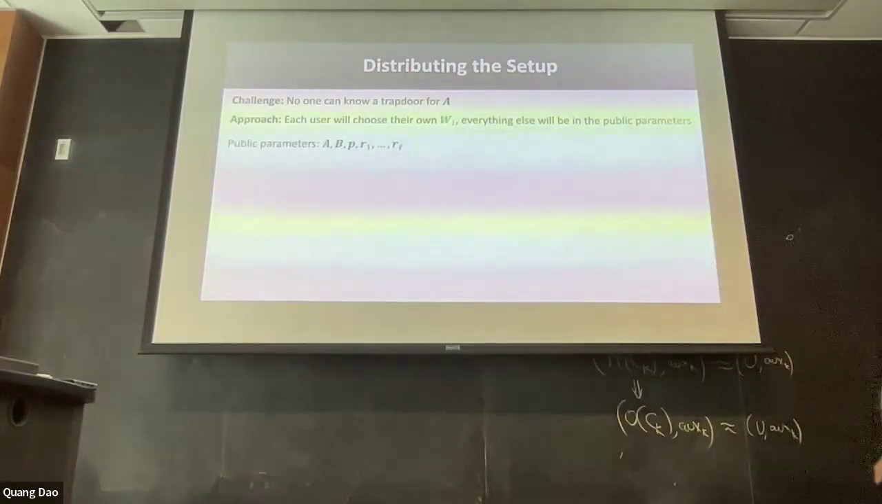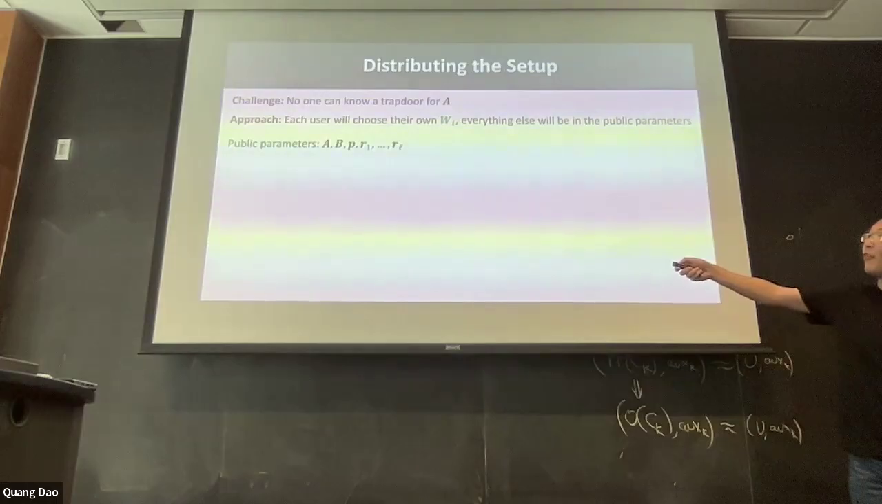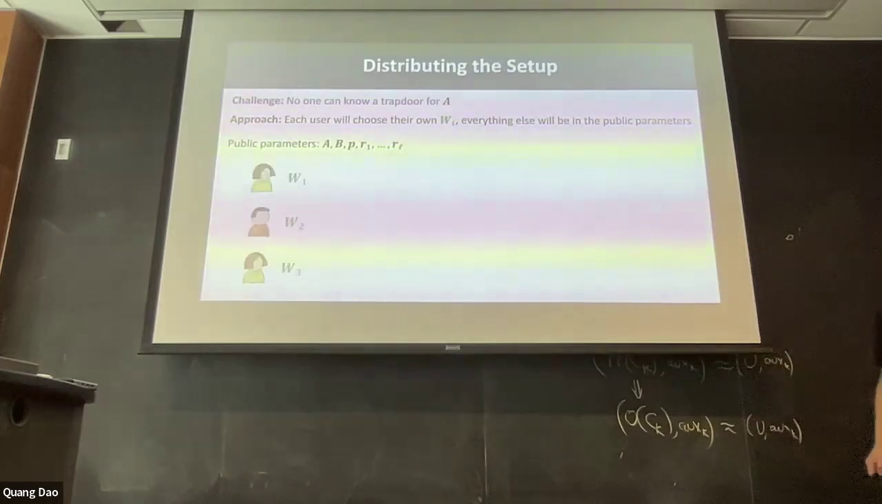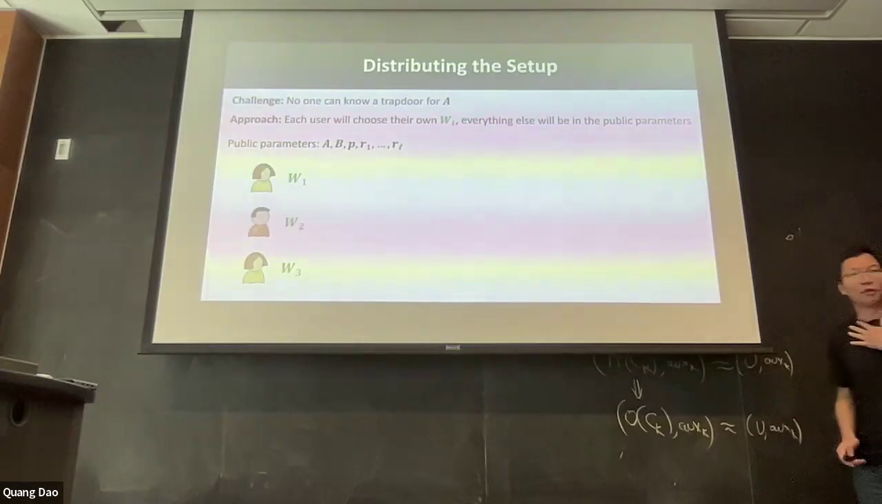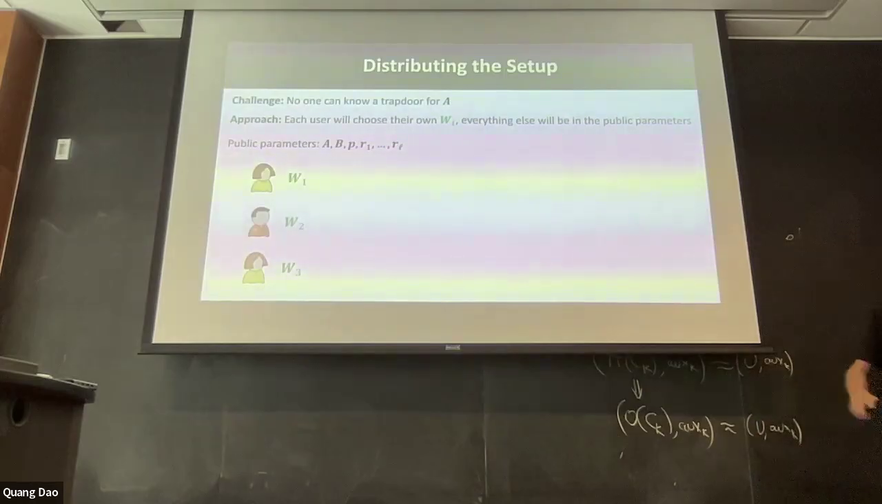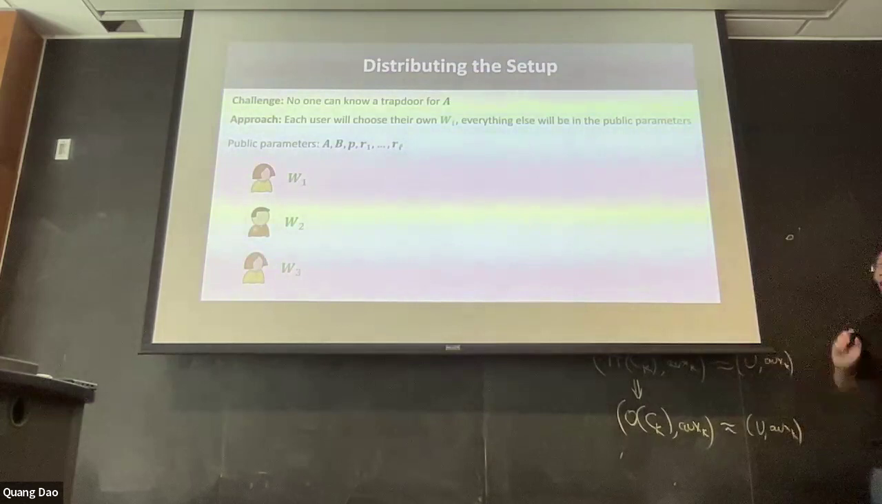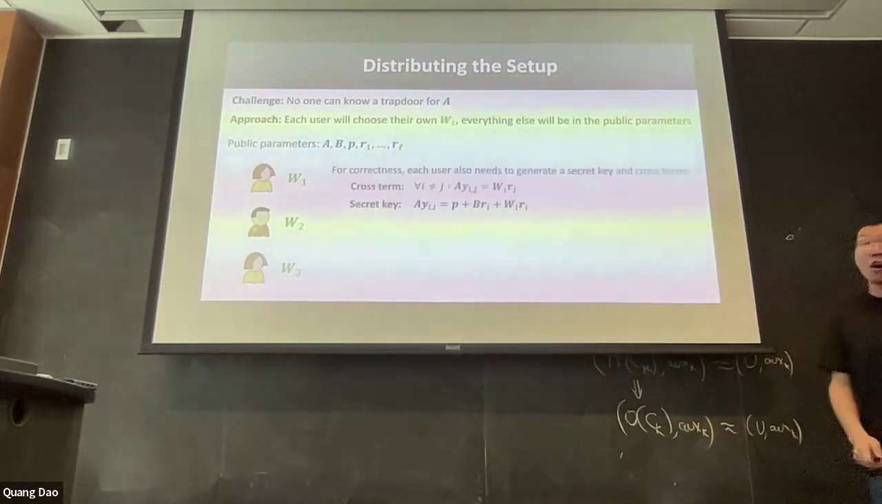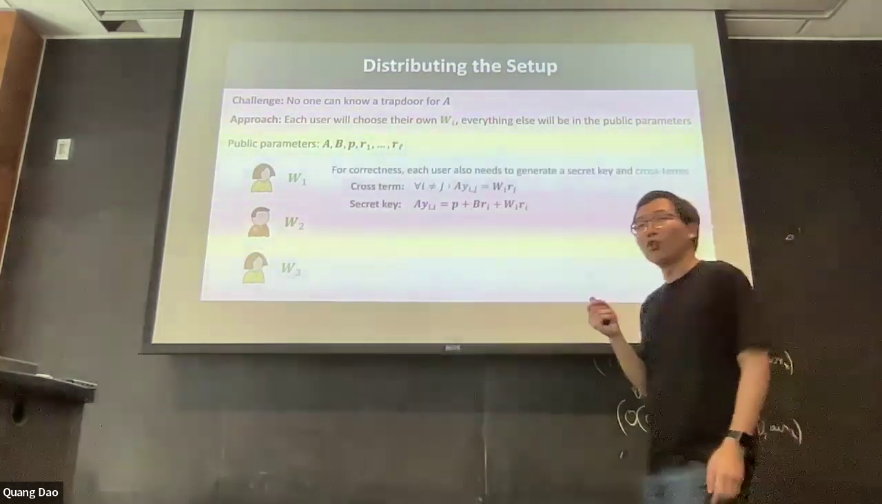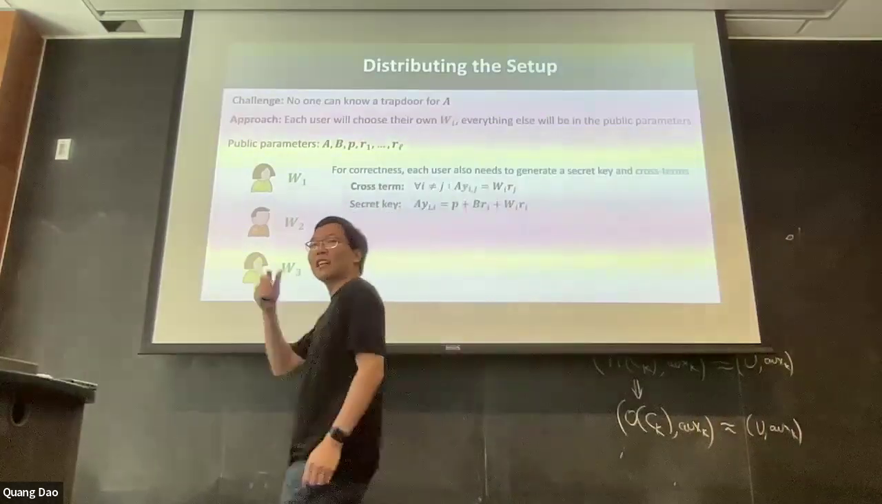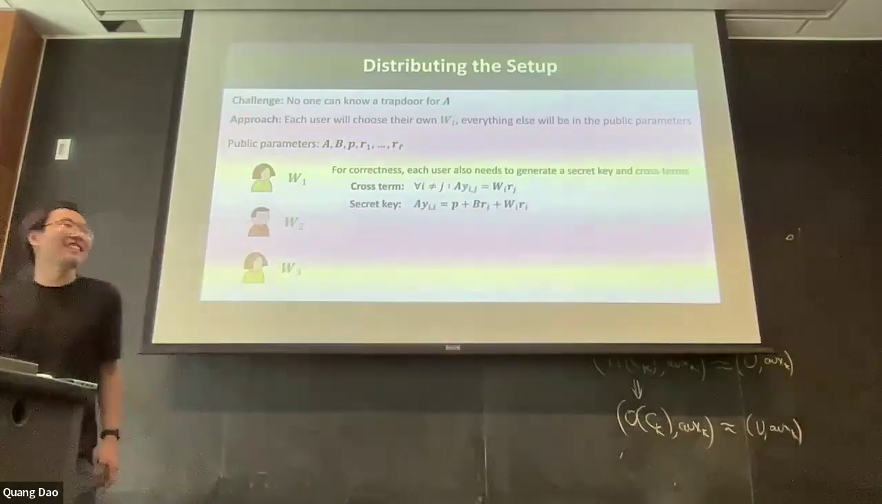Okay, so in our public parameters will just be the matrices as before, and then these R_i. Each individual user will pick W_i. Okay, so I can do this. So the question is, can I get correctness, right? So let's just worry about functionality. In order to decrypt, we need two properties. We need to be able to generate cross terms, and we need to be able to generate secret keys.